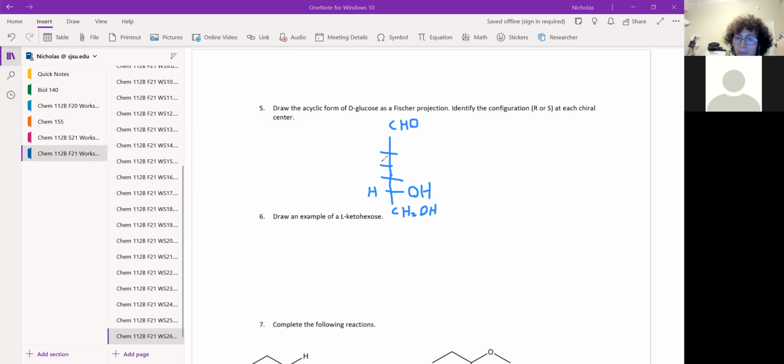But going from top to bottom, what is the orientation of the alcohol? Is it on the right or the left? I guess I can go one at a time. What's the one at the top? Right, yeah. And then what's the next one? Left, yep. And then what's the last one?